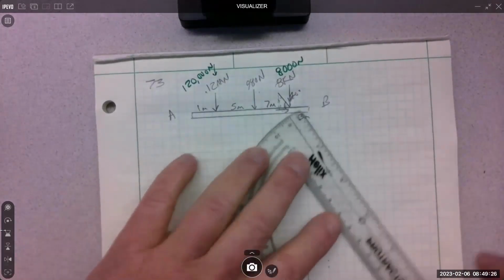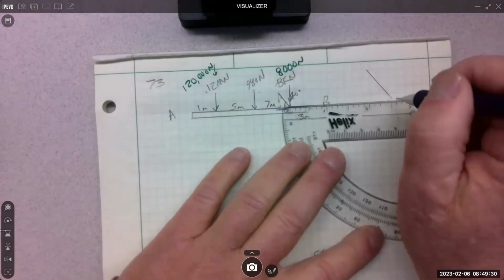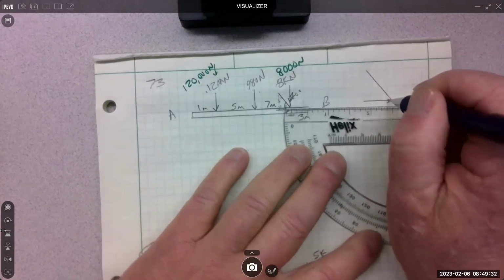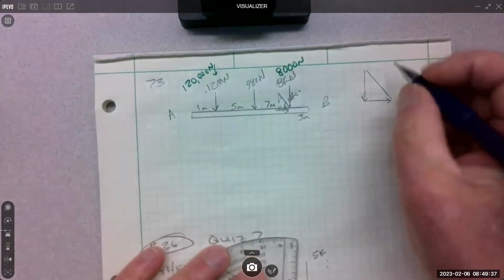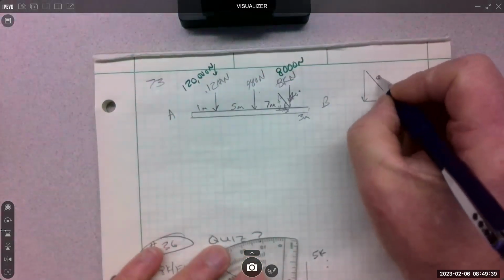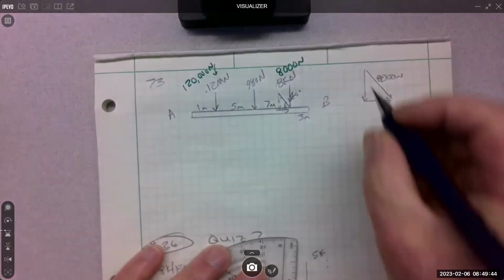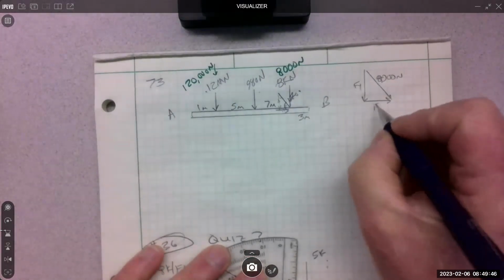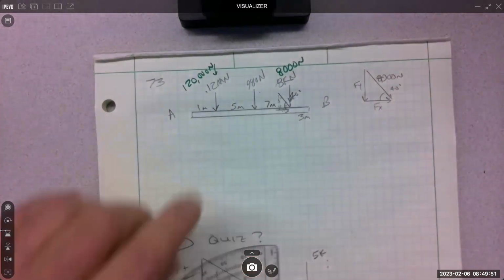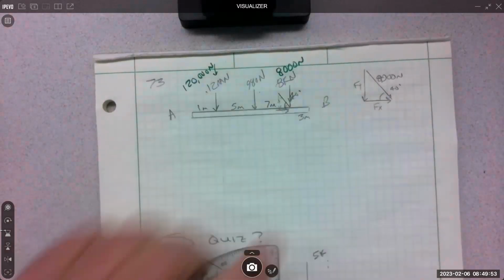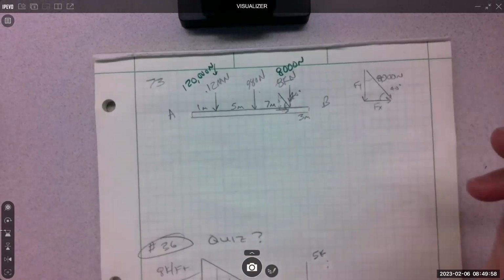Oh, here, okay, I'll draw it. So if you are getting confused, draw the triangle. Yeah, exactly. I do that too. So this is 8,000 newtons. This is my y. This is my x, and this is my 40. Right? So you just kind of pull it off and draw the triangle and use either the 40 or the 50, doesn't matter.